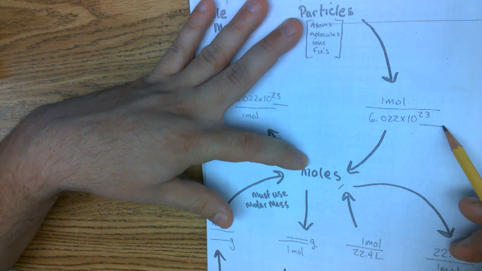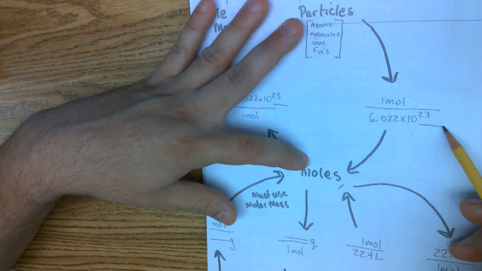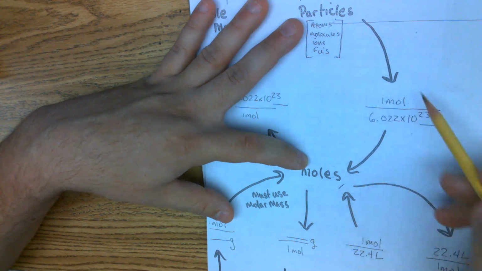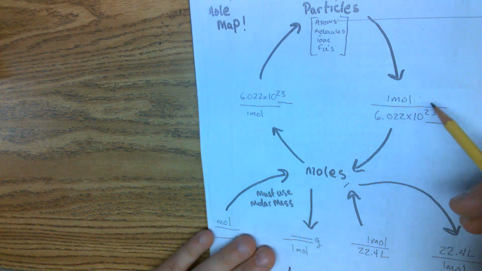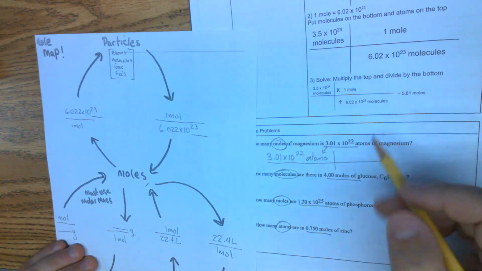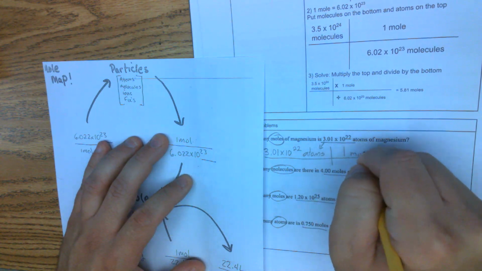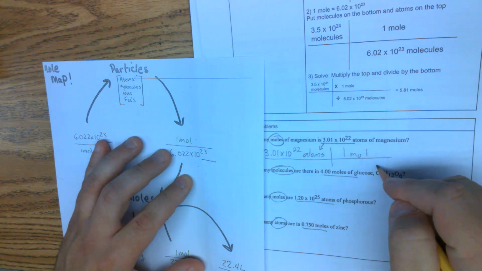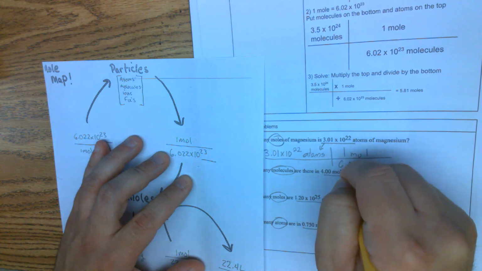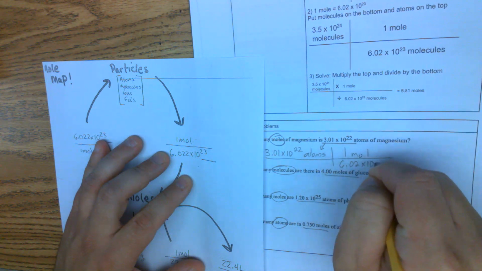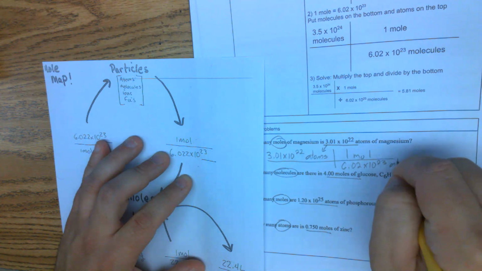This blank spot is going to be for what unit we have. So we want those to match. If we start with atoms, atoms are going to go here. So we're going to take this here and write it here. So 1 mole on top. On the bottom, 6.02 times 10 to the 23rd atoms on the bottom.